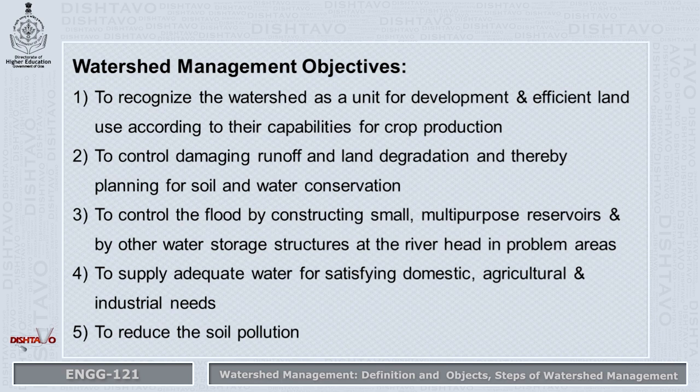Watershed management objectives. Few objectives are there. First, to recognize the watershed as a unit for development and efficient land use according to their capabilities for crop production. Second, to control damaging runoff and land degradation and thereby plan for soil and water conservation. Third, to control floods by constructing small multipurpose reservoirs and other water storage structures at the river head in problem areas. Fourth, to supply adequate water for satisfying domestic, agricultural and industrial needs. And fifth, to reduce soil pollution.